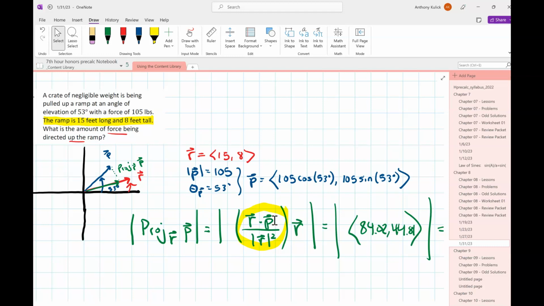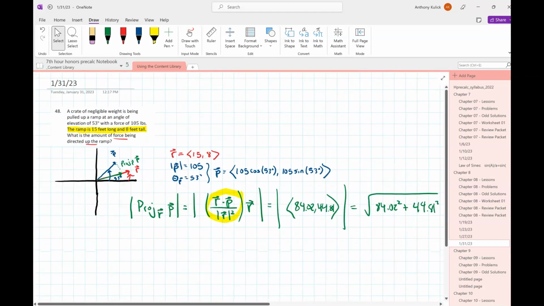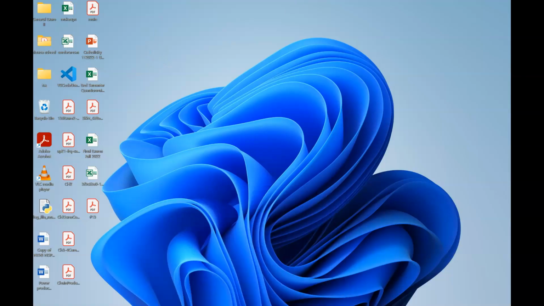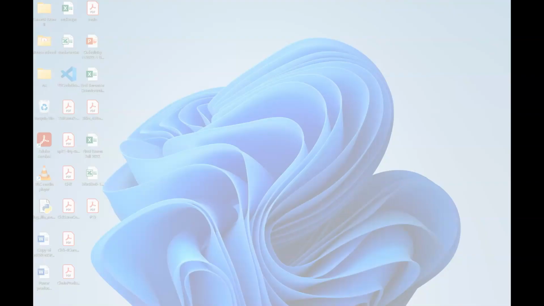You want to do another one? Do 47. Sure. It's a good contrast there, because what we'll do for 47, I think, will be a little bit different.